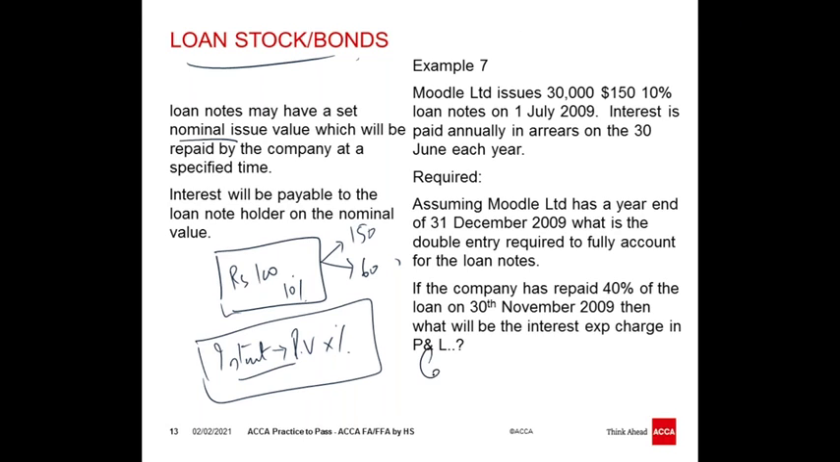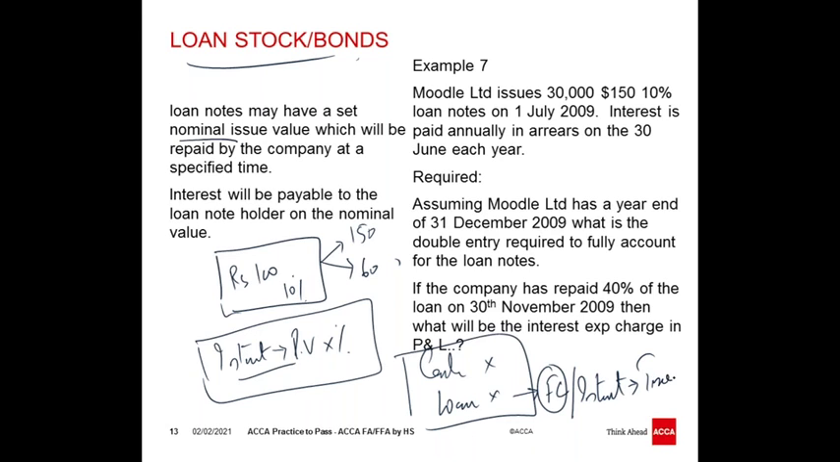So the accounting entry will be cash debit and loan credit. The interest, which is the finance cost, should be based on the time period. So the number of months or the number of years that you have used the loan amount for, for which you have to pay the interest.